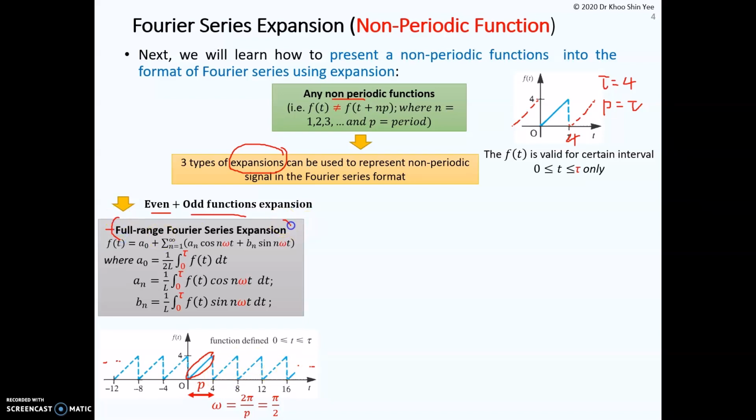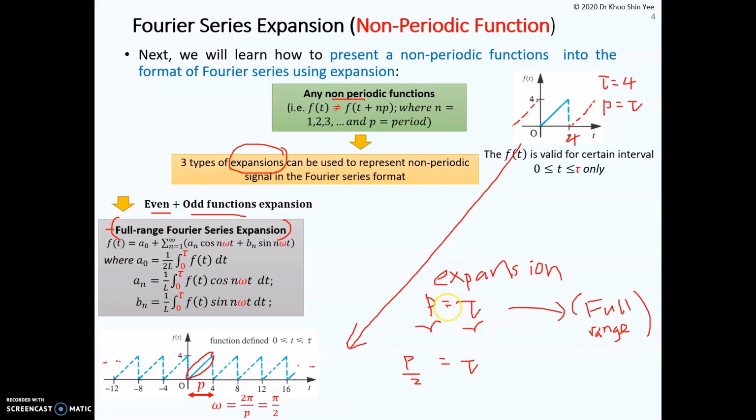By using the full range Fourier series expansion, you see we are able to convert the non-periodic function into a periodic function through the expansion. This can be done by using the full range expansion, where we choose P equal to tau. It's called the full range expansion because you choose tau equal to the full range of the period. Besides the full range expansion, we can also perform the half range expansion by using this formula. In this case, you choose tau equal to half range of the period. This is called the half range expansion.